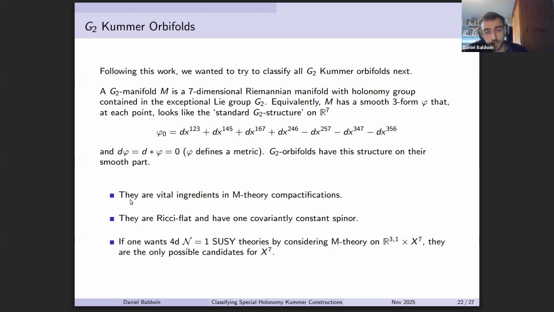These spaces are interesting because they're vital ingredients in M-theory compactifications. This is because they're Ricci-flat and they have exactly one covariantly constant spinor. What this means is if one wants 4-dimensional N=1 supersymmetric theories by considering M-theory compactifications on spacetimes of this form, then G2 manifolds are the only possible candidates for these compact spaces X. G2 manifolds or orbifolds.